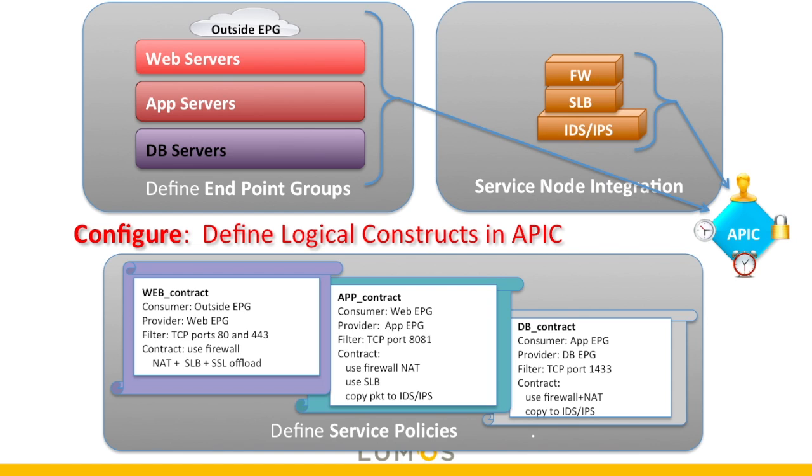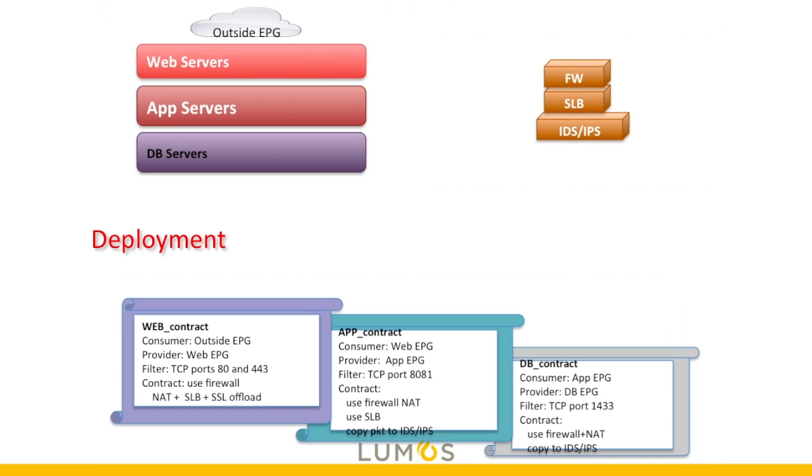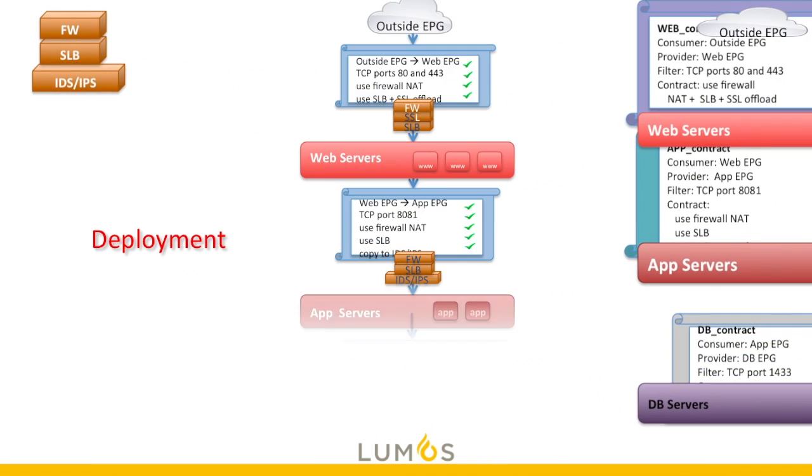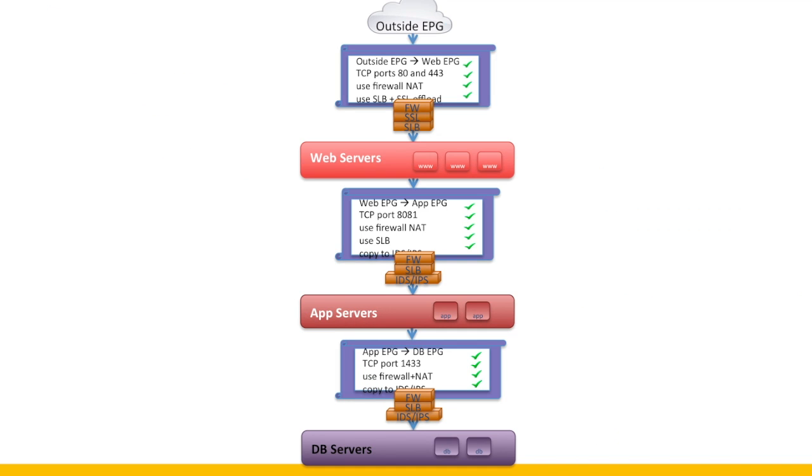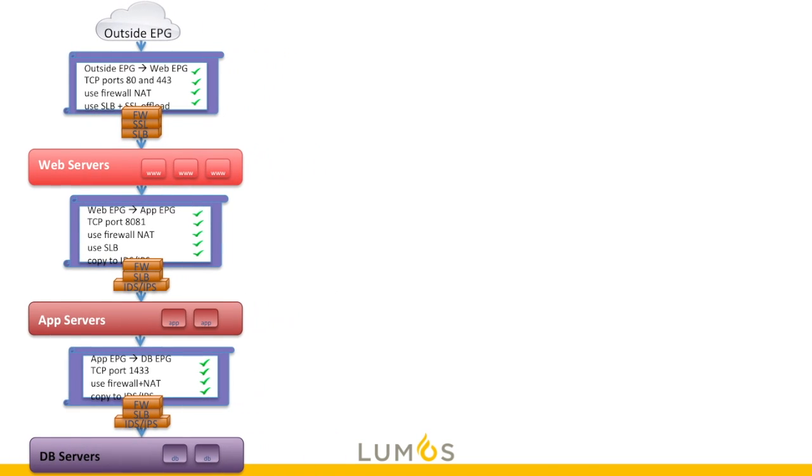So we're defining endpoint groups, we're defining service nodes, and putting them into the APIC, and then we define the contracts and how they talk to each other, and then we're putting that into the APIC. Then when we go to deploy, all these things get configured all at the same time, and then they go right into the ACI fabric.